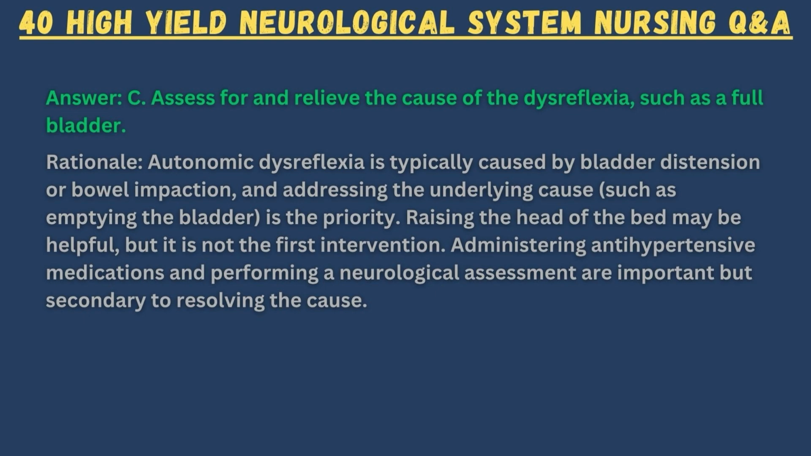Answer. C. Assess for and relieve the cause of the dysreflexia, such as a full bladder. Rationale. Autonomic dysreflexia is typically caused by bladder distension or bowel impaction, and addressing the underlying cause, such as emptying the bladder, is the priority. Raising the head of the bed may be helpful, but it is not the first intervention. Administering antihypertensive medications and performing a neurological assessment are important, but secondary to resolving the cause.